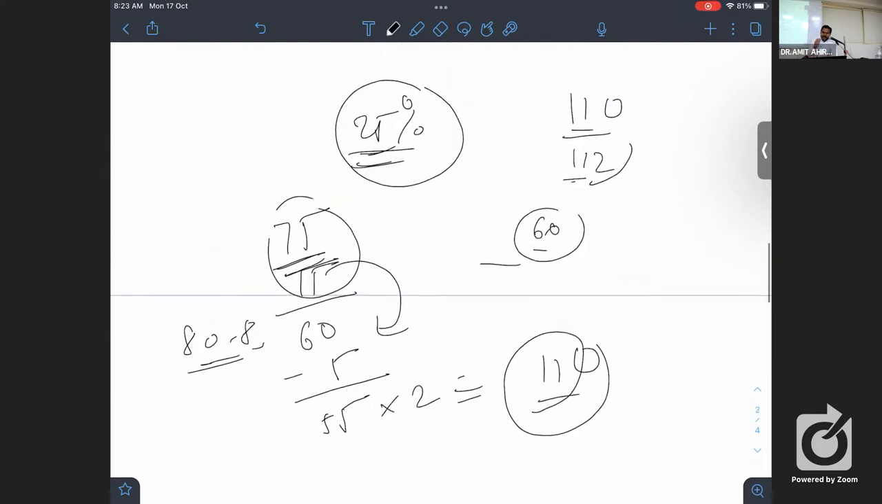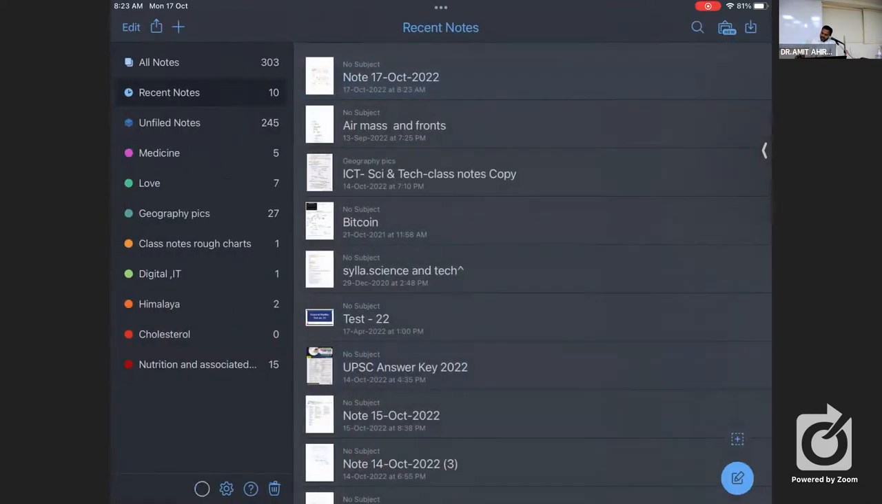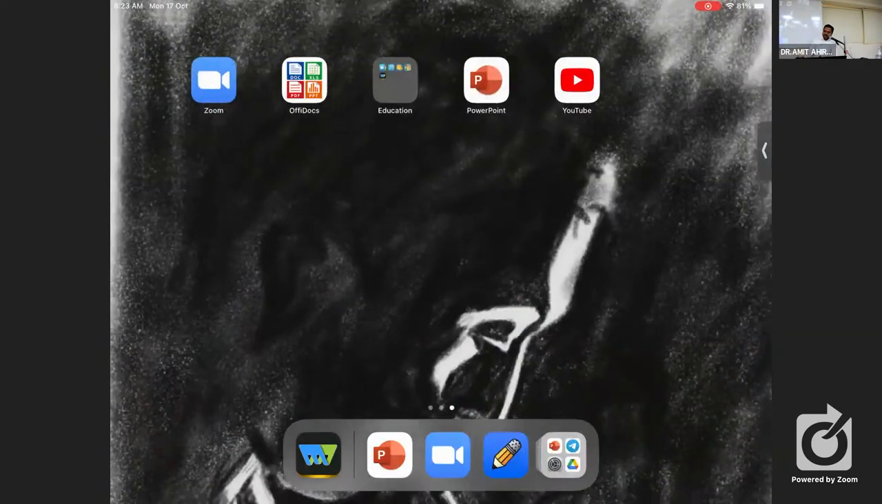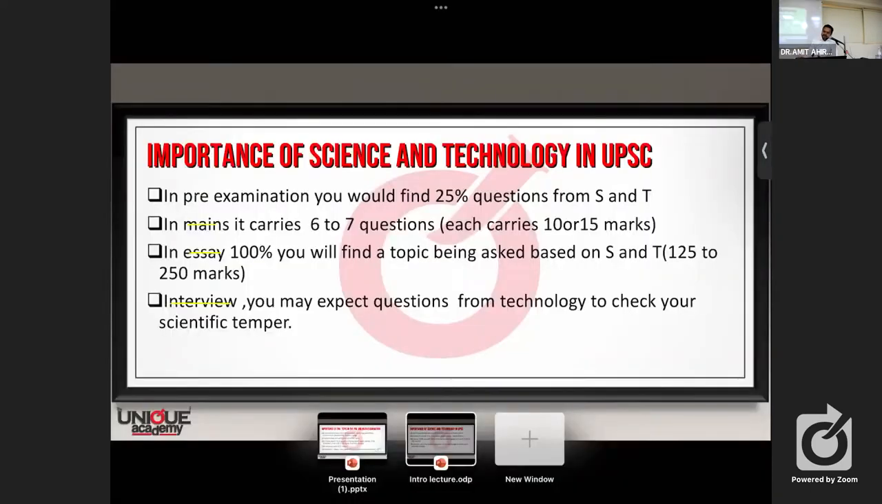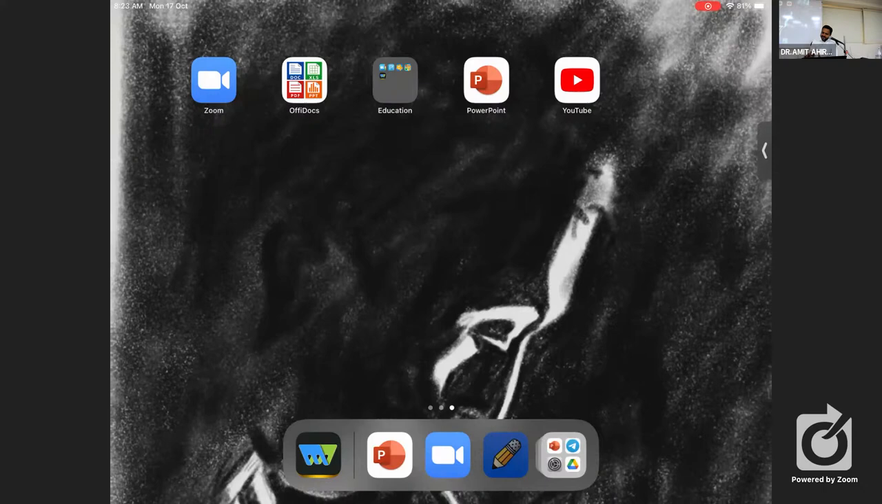Okay, so we'll find out that pattern also, how to get through this preliminary examination. We'll talk on that subject also. Okay, so this is how it goes. So 25% questions, they actually came from science and technology. In fact, I would say mains related questions UPSC has mentioned.